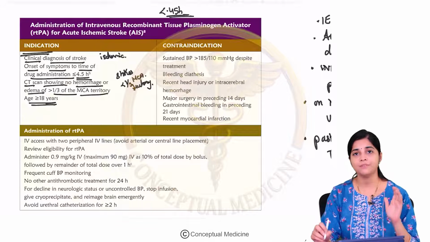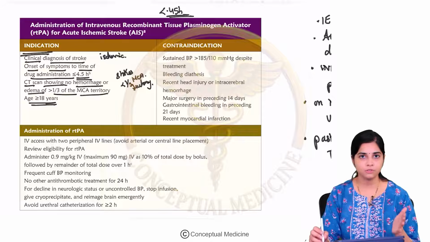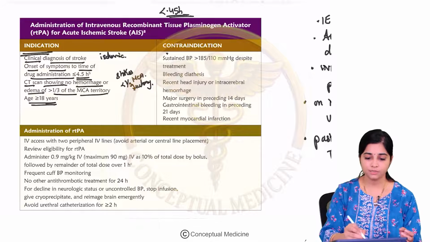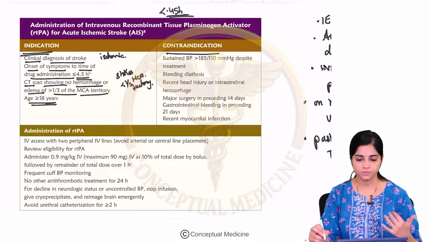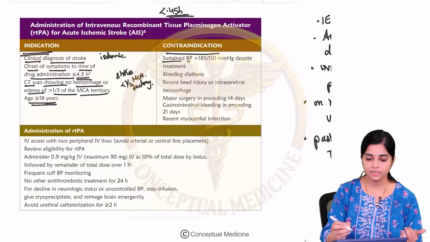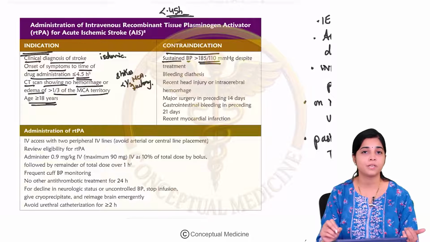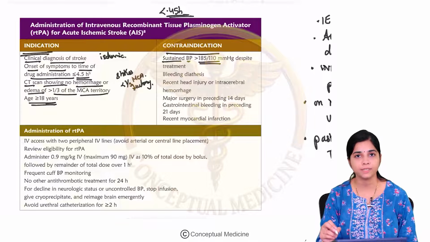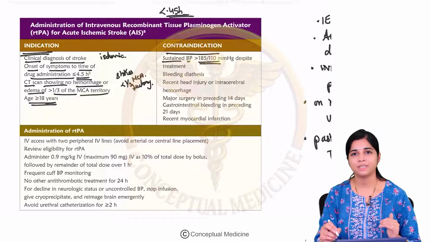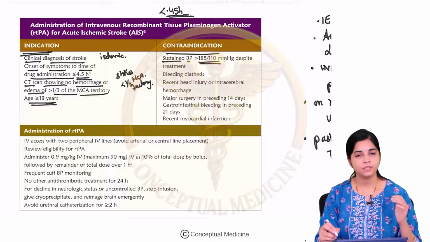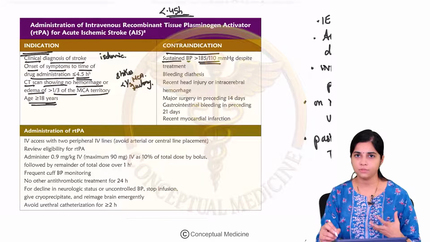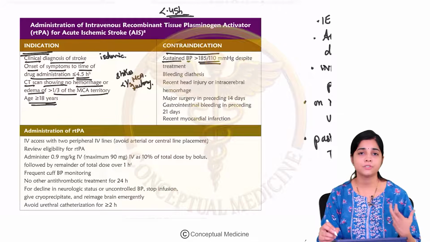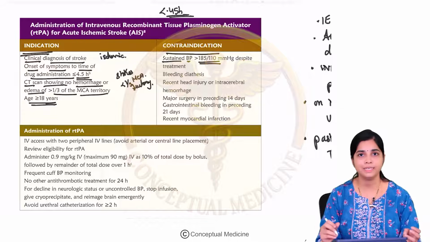So this is about the various indications for administration of your thrombolytic agent. What are the contraindications? The contraindications are more important. The first and most important is sustained blood pressure more than 185/110. The cutoff is 185/110. If the blood pressure is more than 185/110 despite treatment. If a patient is presenting to you with stroke, like I told you in the beginning itself, there will be a physiological response to maintain the cerebral blood flow. The blood pressure will also be increased.